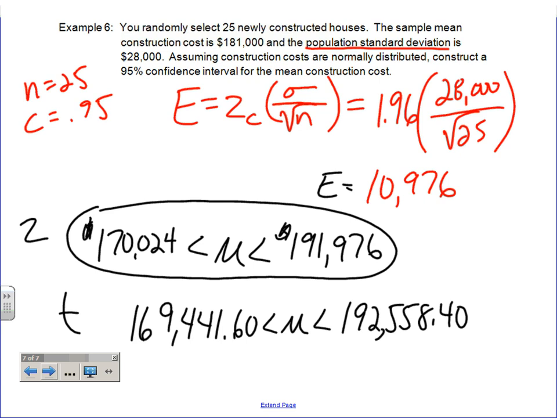Any questions? Just watch out for t versus z. If you got the population standard deviation, please use it. If n is greater than or equal to 30, it doesn't matter either way, really. But it's normally said to just use the z at that point. If you're less than 30 and you don't know the population standard deviation, and it's normally distributed or about normally distributed, use t.